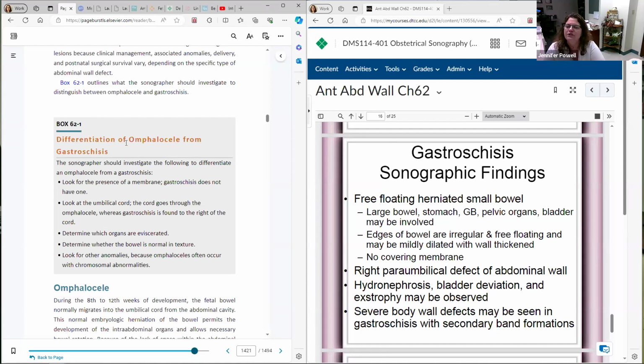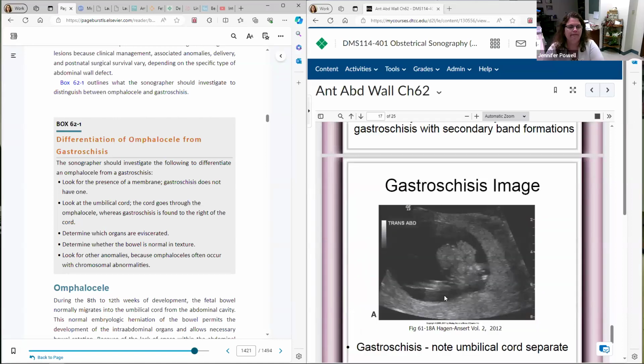So for differentiation, the sonographer should investigate the following to differentiate an omphalocele from gastroschisis. Look for the presence of the membrane. Gastroschisis does not have one. Look at the umbilical cord. The cord goes through the omphalocele, whereas gastroschisis is found to the right of the cord. Determine which organs are eviscerated. Determine whether the bowel is normal in texture, and look for other anomalies, because omphaloceles often occur with chromosomal abnormalities.